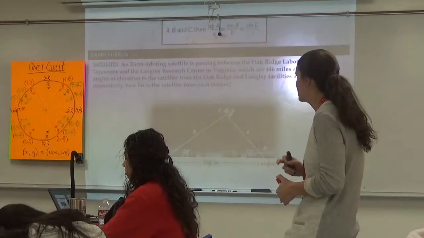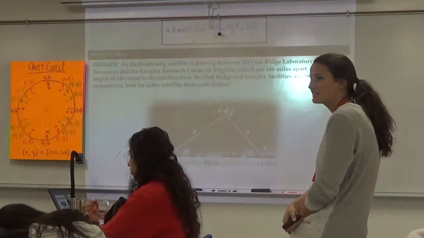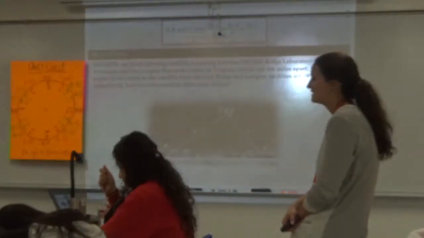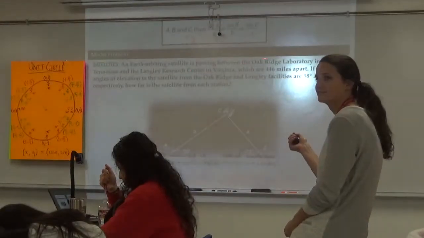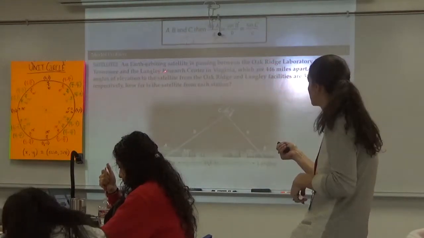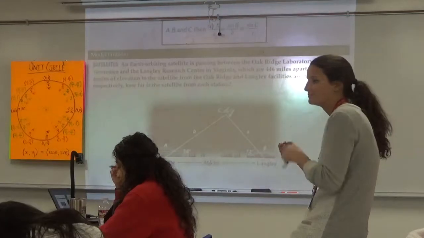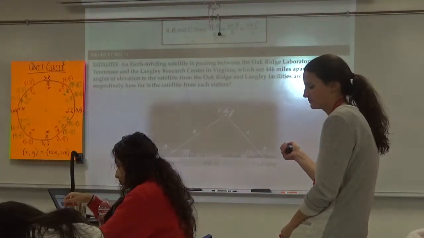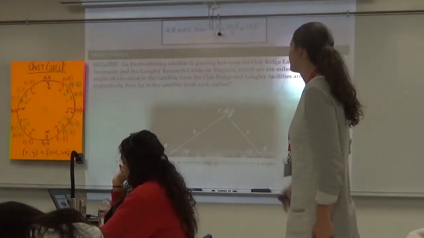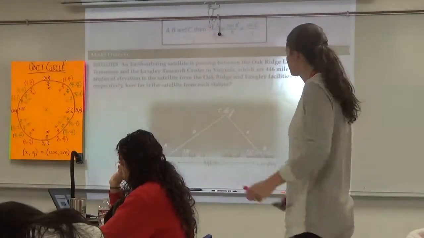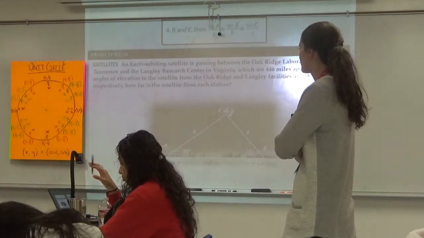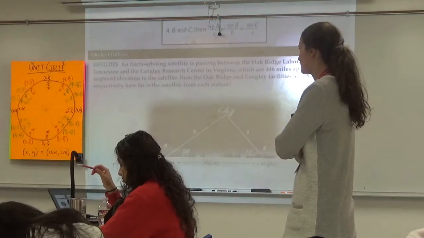Can I get someone to read this problem right here about satellites? An Earth orbiting satellite is passing between the Oak Ridge Laboratory in Tennessee and the Langley Research Center in Virginia, which are 446 miles apart. If the angles of elevation of the satellite from the Oak Ridge and Langley facilities are 58 degrees and 72 degrees respectively, how far is the satellite from each station?